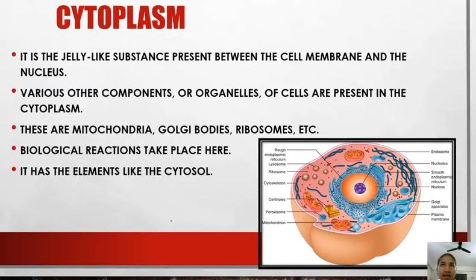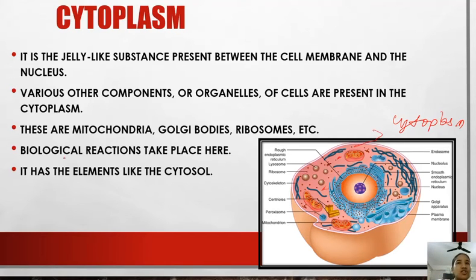The next is the cytoplasm. It is the jelly-like substance present between the cell membrane and the nucleus. I hope you can see this pink colored liquid which is present. This is the cell membrane, as I told you, and this is the cytoplasm. Here all the cell organelles are present, such as mitochondria, Golgi bodies, ribosomes, etc.